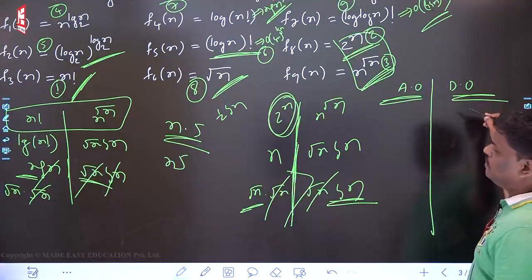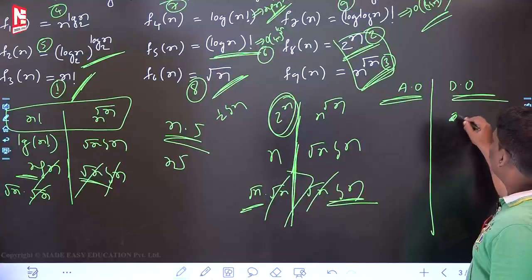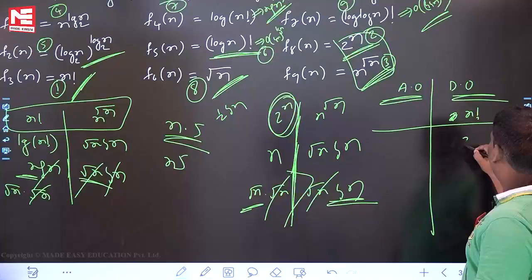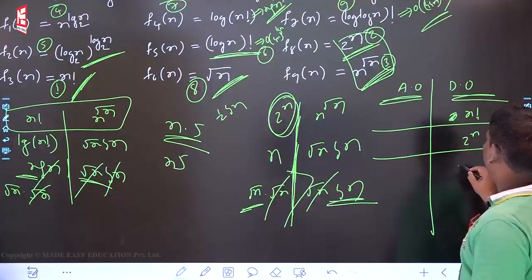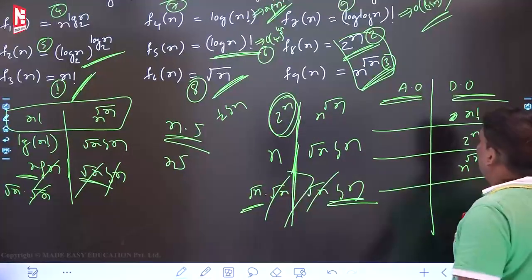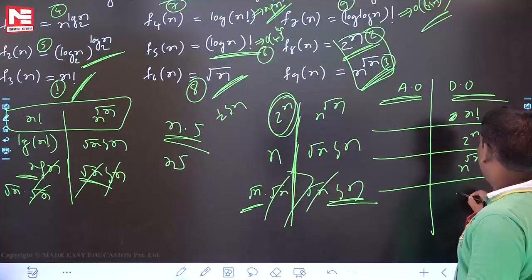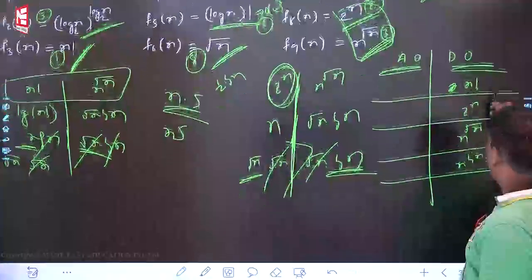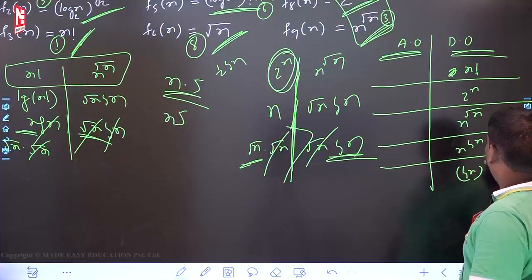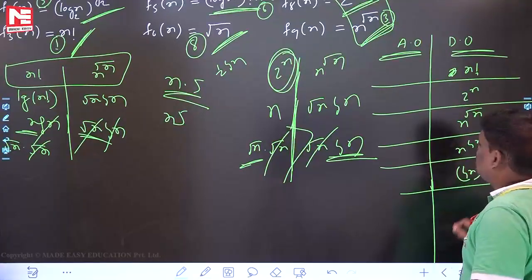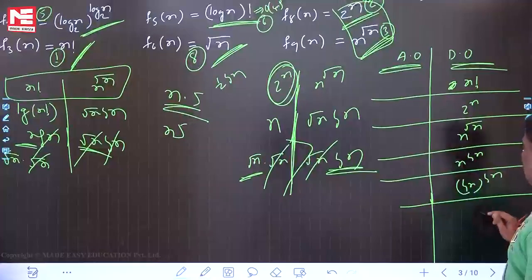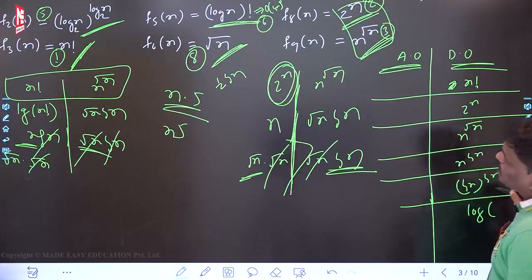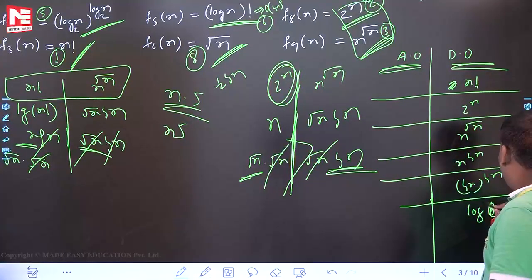Number 1, who is that? N factorial. Number 2, 2 power n. Number 3, n power root n. Number 4, n log n. Number 5, log n power log n. Number 6 is going to be log n whole factorial.